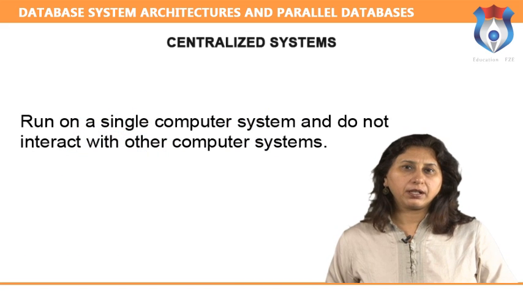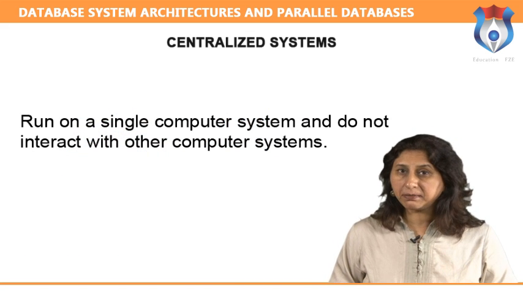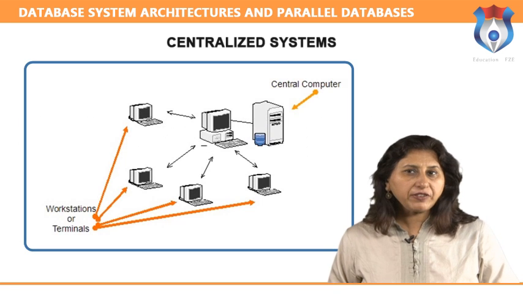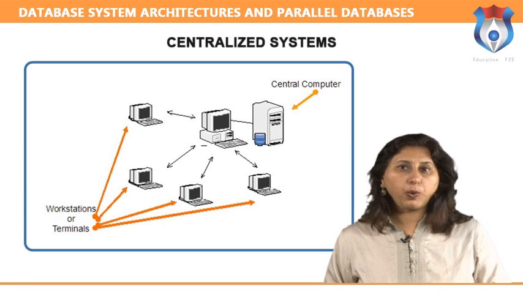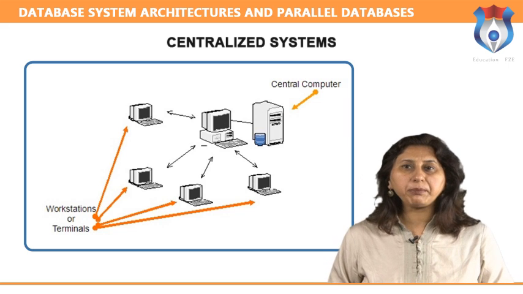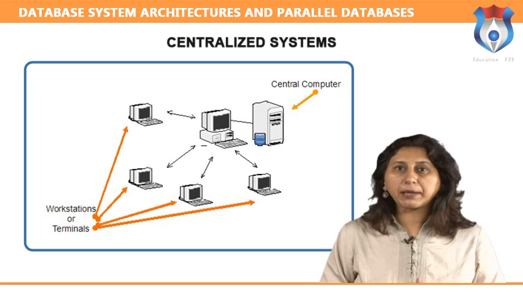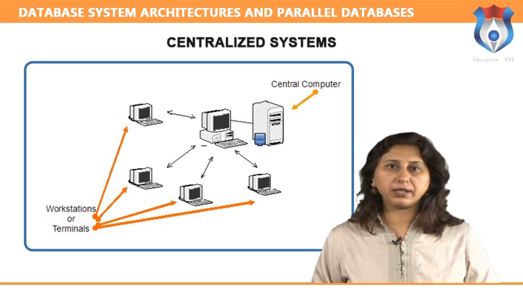Centralized systems run on a single computer system and do not interact with other computer systems. A general purpose computer system has one to a few CPUs and a number of device controllers that are connected through a common bus that provides access to shared memory.